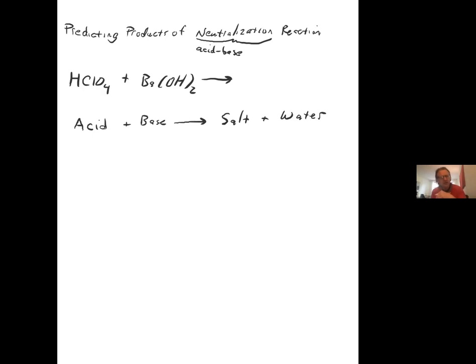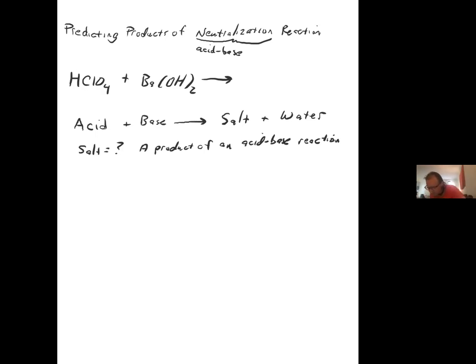So we can also reverse it. We can go backwards and say, hey, what is a salt? If someone ever asks you what a salt is, outside of our everyday context of meaning sodium chloride, a salt is a product of an acid-base reaction. So you can do it either way. What are the products of an acid and a base reaction? A salt and water. Or what's a salt? A salt is a product of an acid-base reaction, water being the other one.